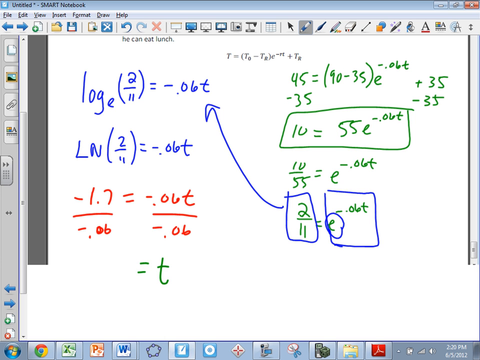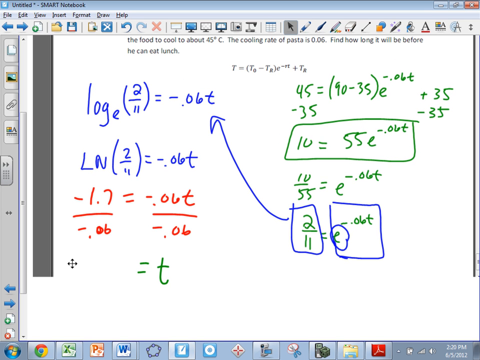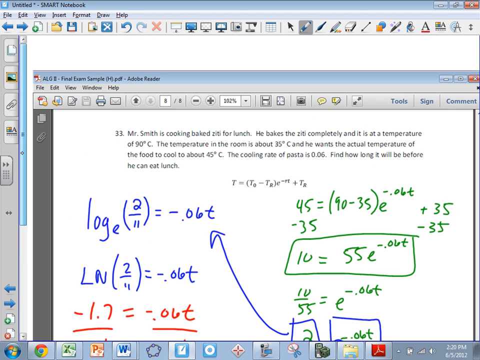Okay, and what did I just say? I said 28.41. And in this case, we are in minutes. Okay, in minutes. All right, and this should be with units of minutes there.